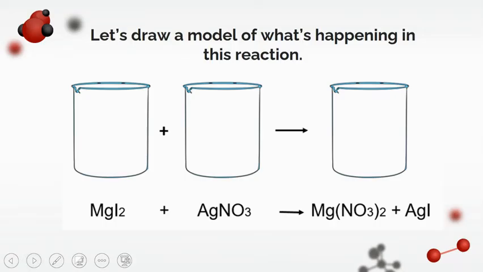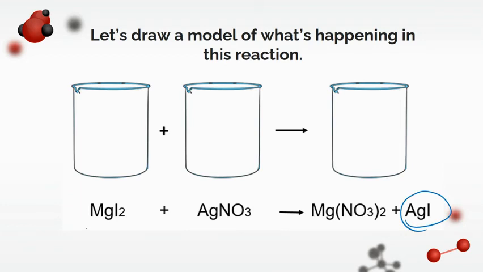Now, sometimes we're going to have you draw the model of what is happening. This reaction, we have magnesium iodide and silver nitrate, and it forms magnesium nitrate and silver iodide. If you look, we did this on the first page of our notes when we determined that silver iodide was our precipitate. So when we draw these, we want to split these things into the ions.